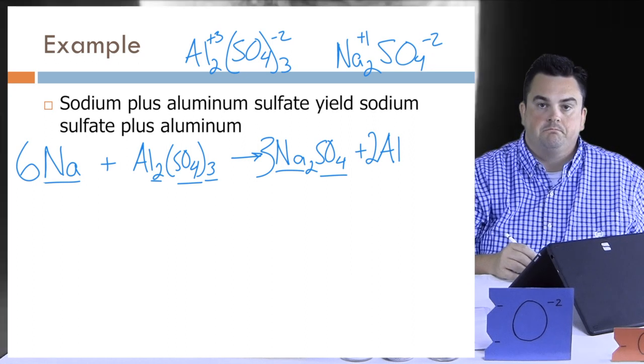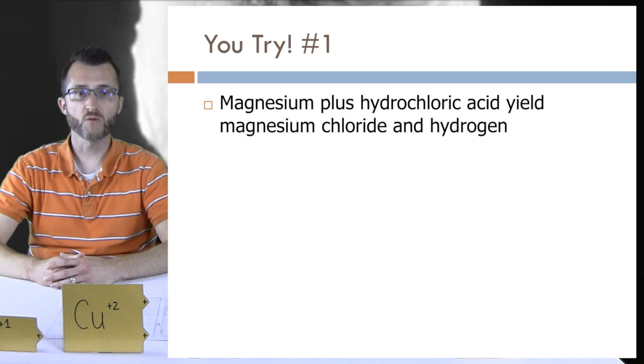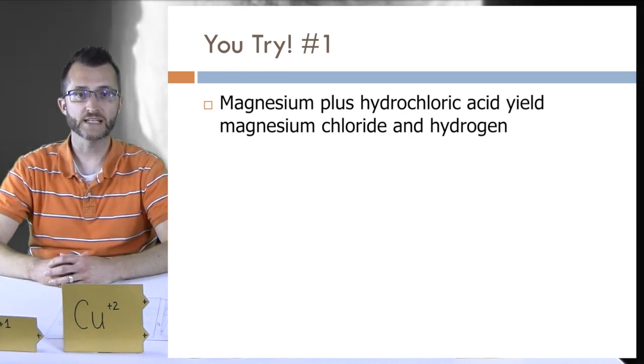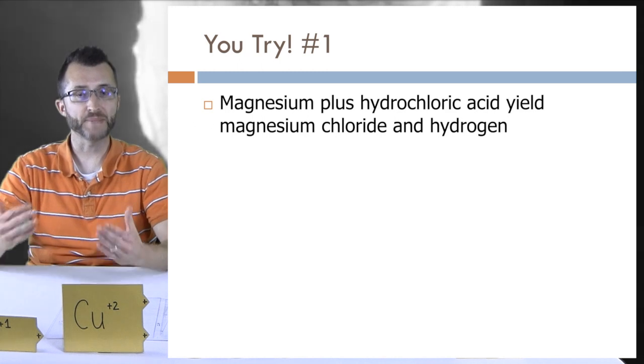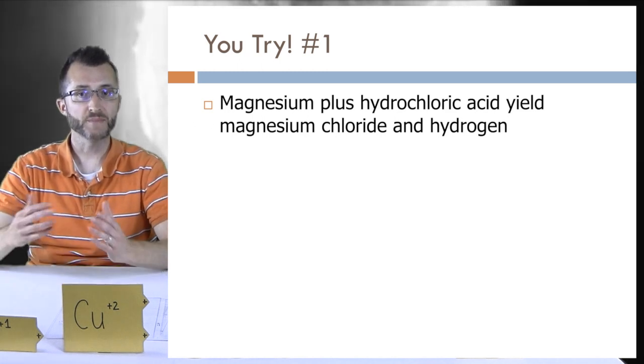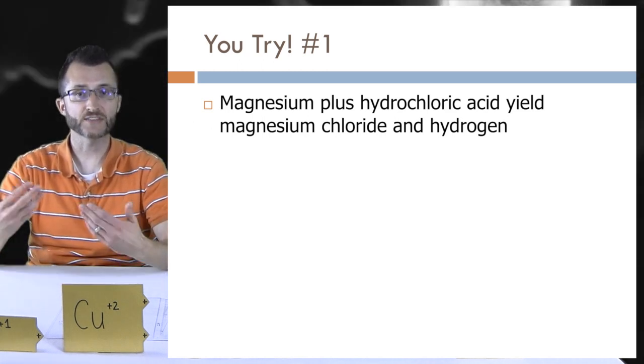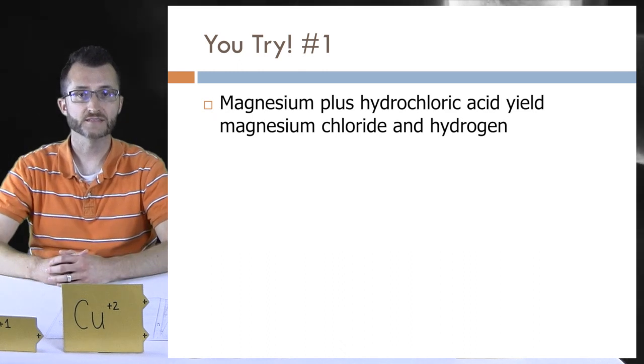Nice job. You try number 1. Magnesium plus hydrochloric acid yield magnesium chloride and hydrogen. Please write a balanced chemical equation, making sure to use table K to get the formula for your acid.